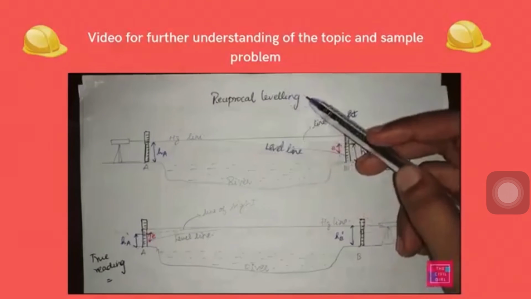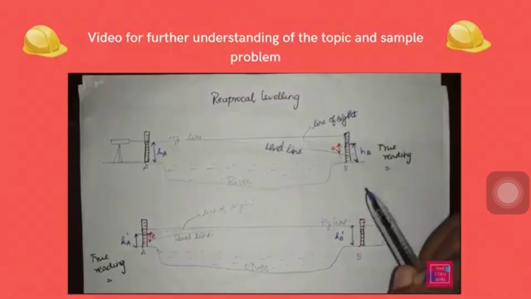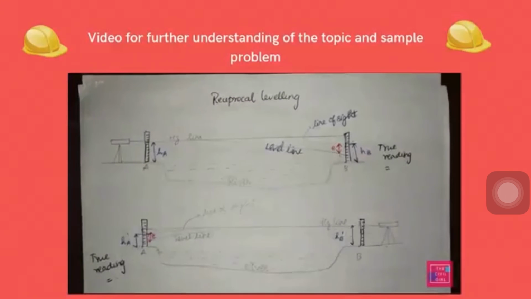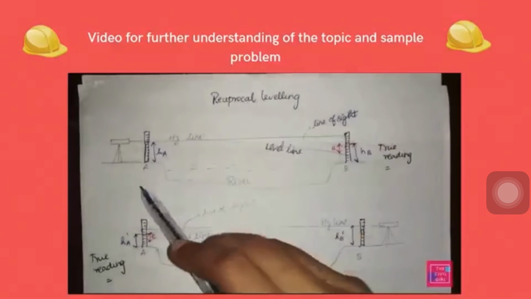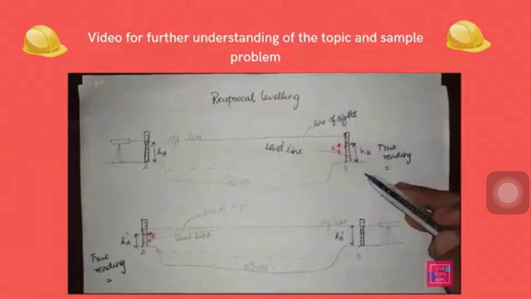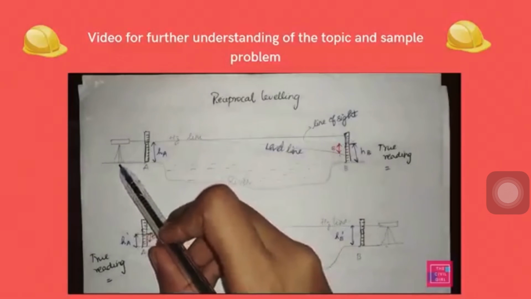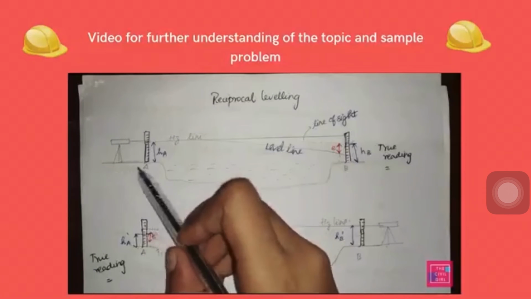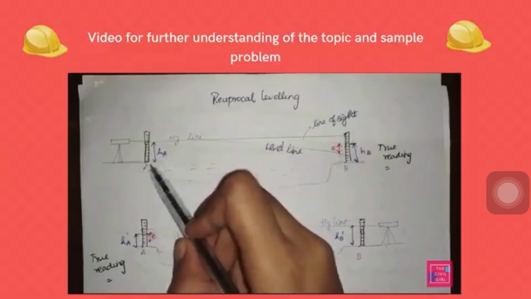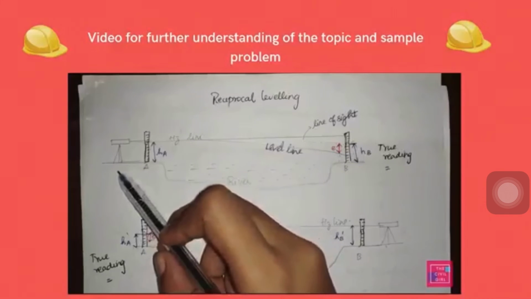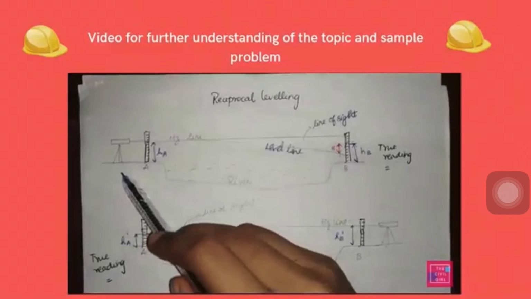Reciprocal leveling is where we take readings of 2 points from 2 different stations. So my points are A and B. I have already set up my leveling staffs there. First, I'm going to set up my auto level or dumpy level, my leveling instrument, very near to the station which I already know. I already know the RL of A. I'm setting up my level very close to it. From here, I'm going to take readings of station A and B.